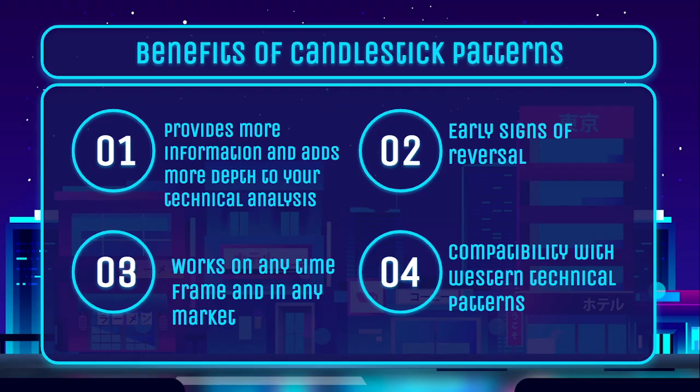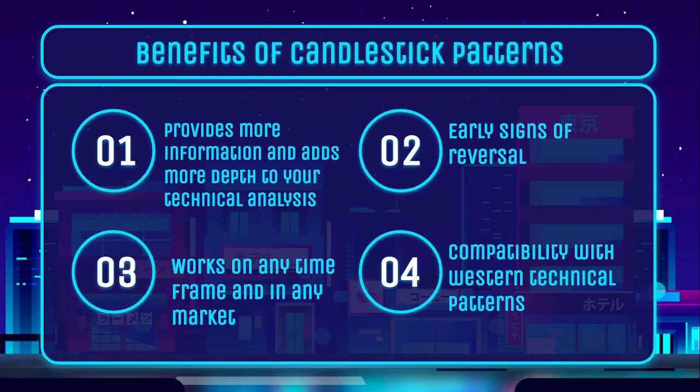So what are some of the benefits of candlestick patterns? Well, they're going to provide you more information than your typical line chart or bar chart, and it's going to add that extra layer, that extra depth to your technical analysis. When we trade with candlestick patterns, we can find early signs of reversal. We can say this trend is coming to an end, sellers are stepping in here. This downtrend is coming to an end, buyers are showing up here. Candlesticks are going to work on any time frame and in any market, but just like technical analysis, the candlesticks in the higher time frames are going to hold a lot more weight.